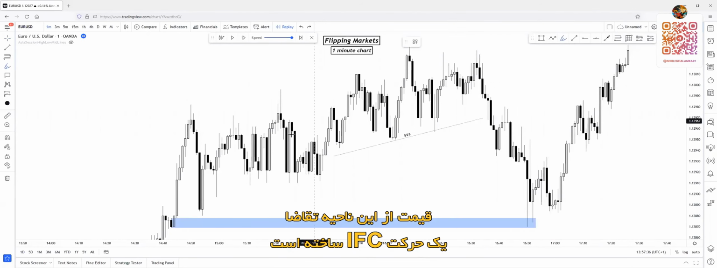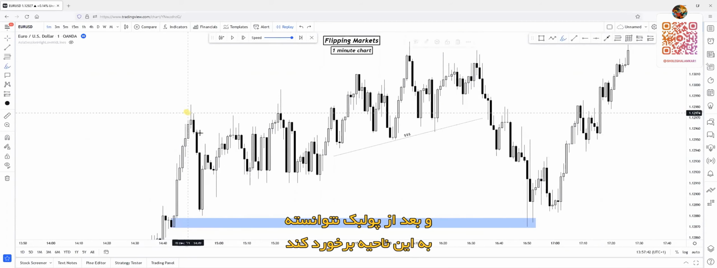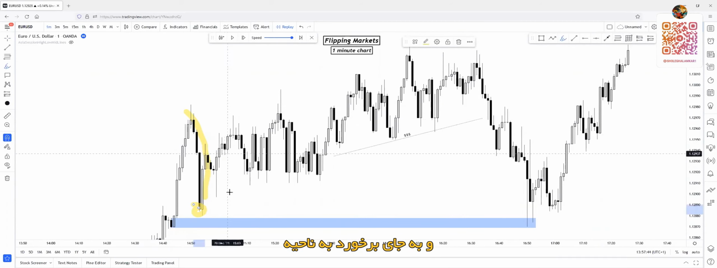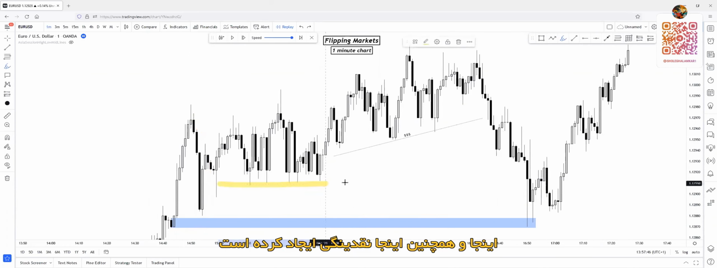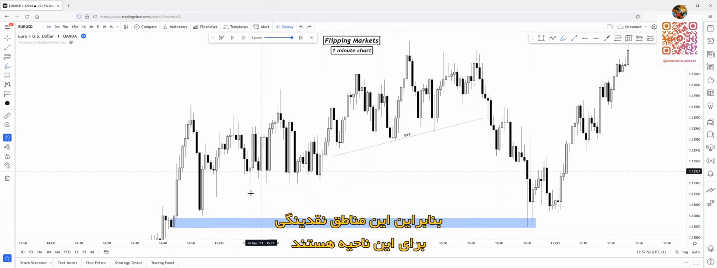So let's see another example. As you can see, price created inefficient push to the upside from this demand zone. It broke structure, and after the pullback, price couldn't tap into this zone, and instead of tapping into this zone, it built up liquidity here, also here. So all of this region is liquidity for this zone.